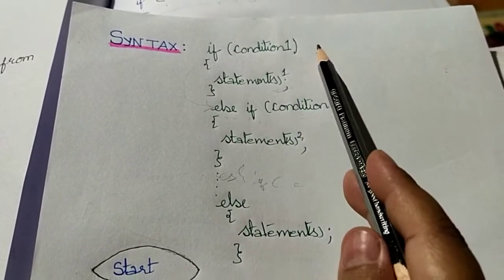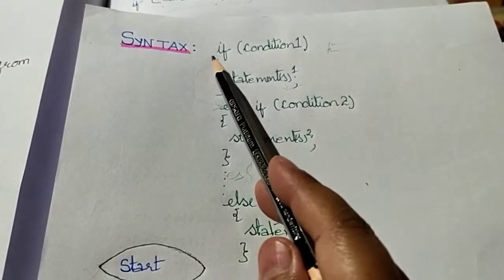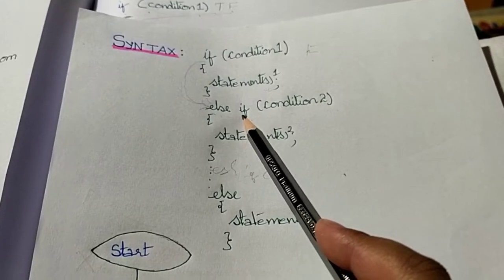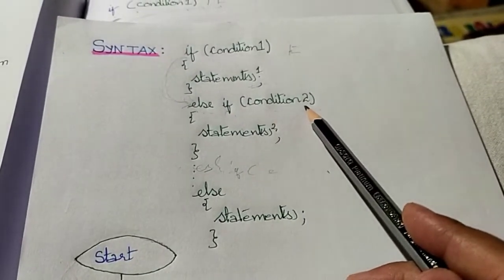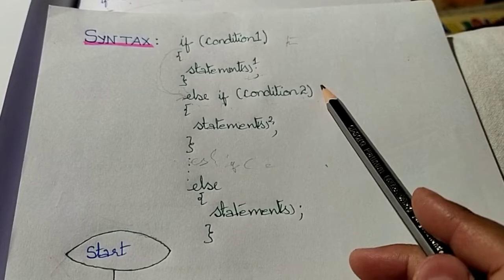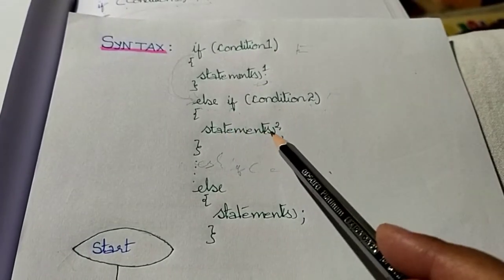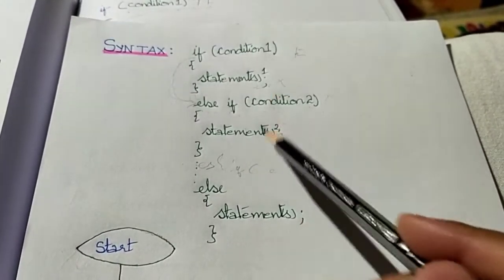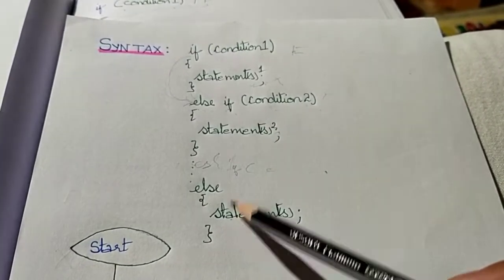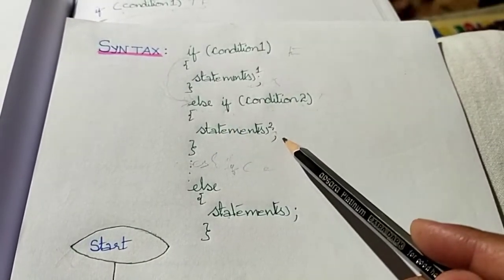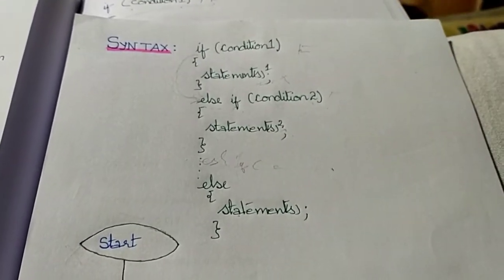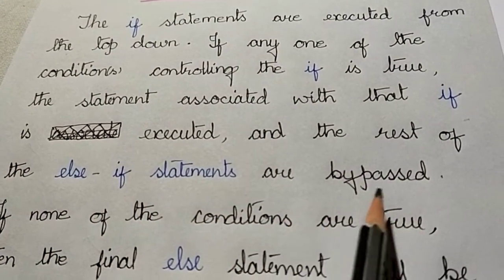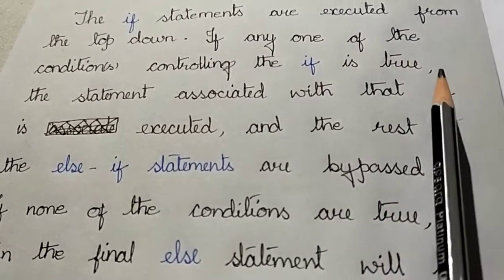Okay, but if this condition is false, what happens? The execution will pass on to the second else if statement, and it will test condition number 2. If this condition is true, then statement number 2 will execute, but statement number 1 will not execute, and the rest of the statements will not execute except statement number 2. Fine. And the rest of the else if statements are bypassed. That means they will not execute.